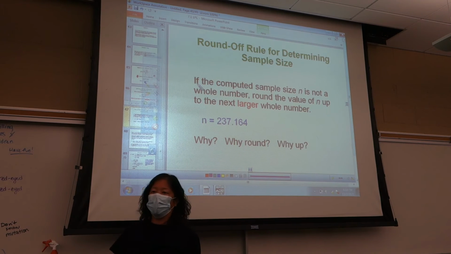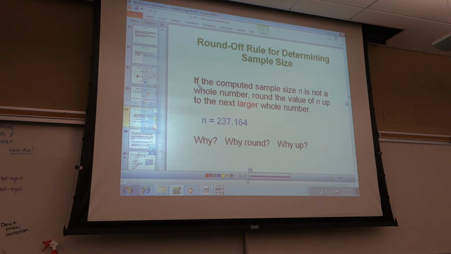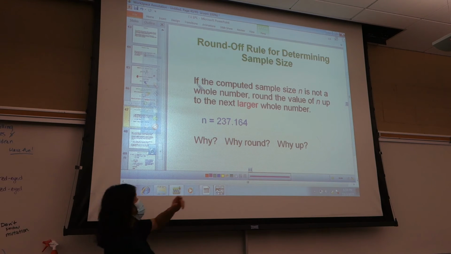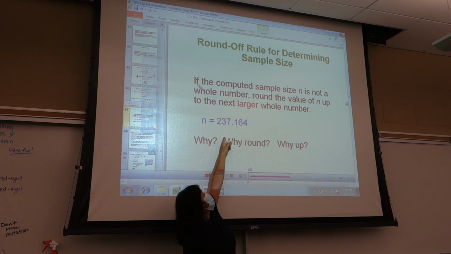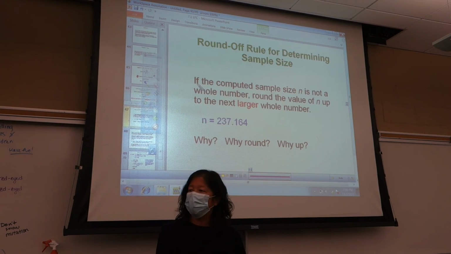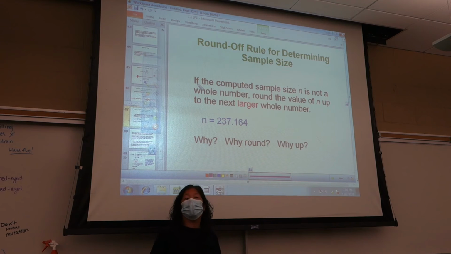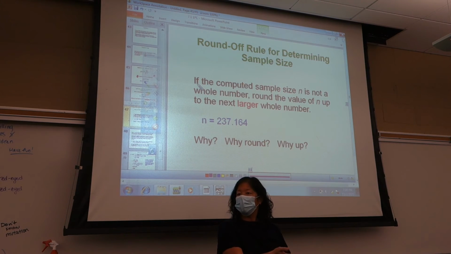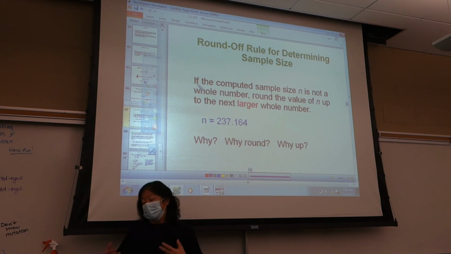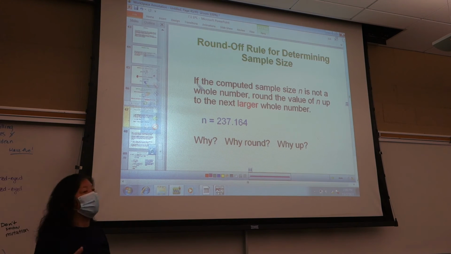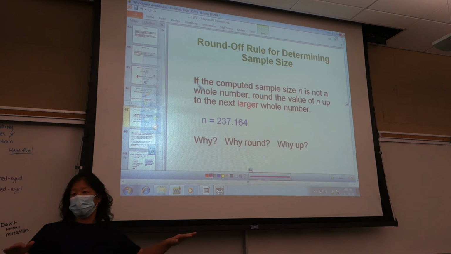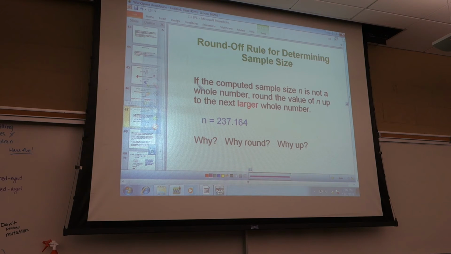Why do I need to round up? That's the second question. Why does it have to be up? Molly? Because you're looking to find the minimum. Yes, I'm trying to find the minimum, which means I need at least 237.164. If you go to a store and buy something at $237.16, you can't give them $237. This is a minimum you need. You need to give them $238. So 237 is not enough, and you need to round up to 238.